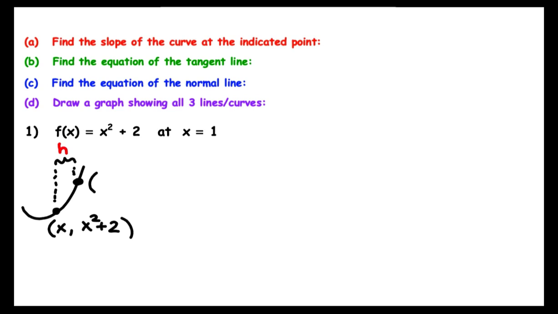So if you move to the right a short distance called h, then the second point starts with x plus h instead of just x. So that's cool. And it ends with x plus h squared plus 2.